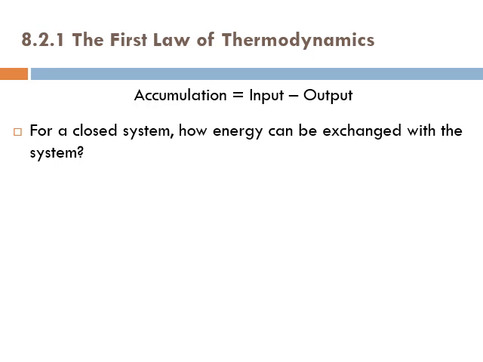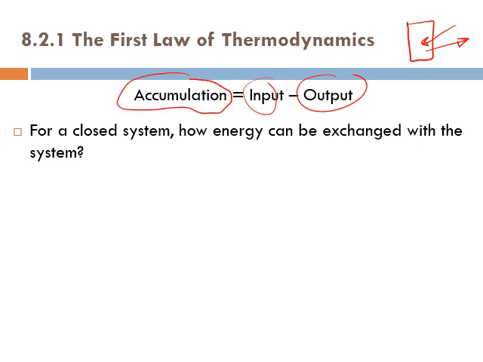For a closed system, how can energy be exchanged with the system? How can energy come into the system and how can energy leave the system, so that as a result there would be accumulation? Well, for a closed system, since I cannot exchange mass, the only two ways are through heat and work, right?